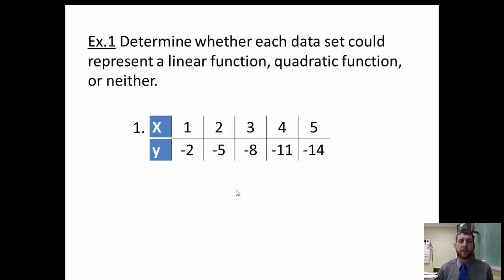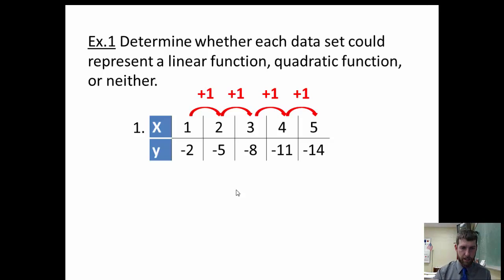All right, so here we have an example. Determine whether each data set could represent a linear function, quadratic function, or neither. That's just a fancy way of saying check the first difference and check the second difference. So if I check my x's first, they increase by 1 from 1 to 2, 2 to 3, we increase by 1, 3 to 4, we increase by 1, and 4 to 5, we increase by 1.